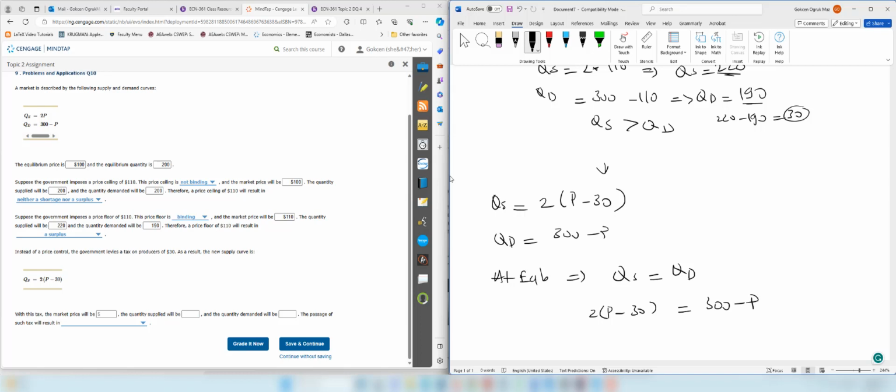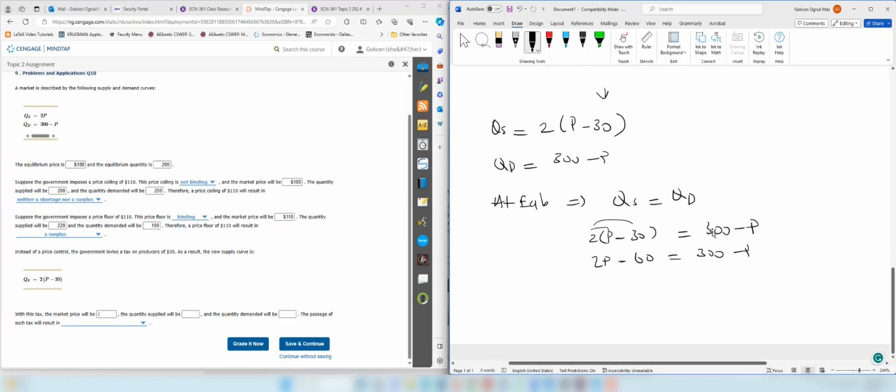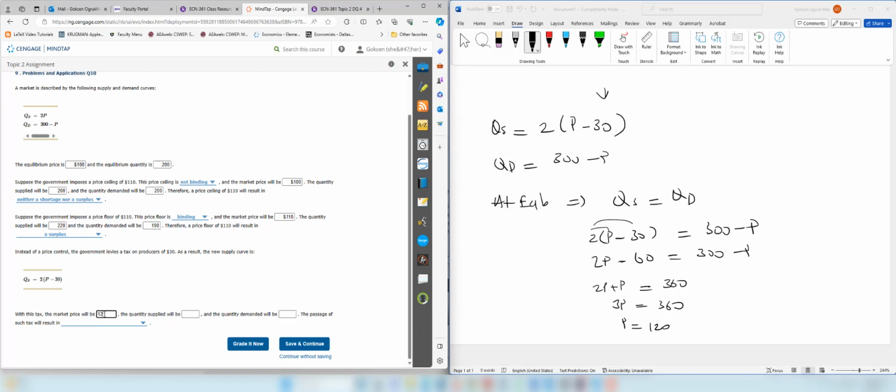So let's solve this. 2P minus 60 is equal to 300 minus P. And if we solve this for P, we will find the equilibrium price. 2P plus P is equal to 360. 3P is equal to 360. So P is equal to 120. So the new equilibrium price will be 120.